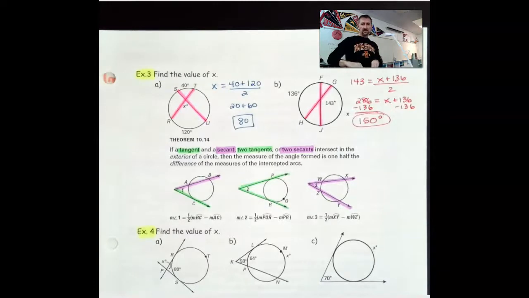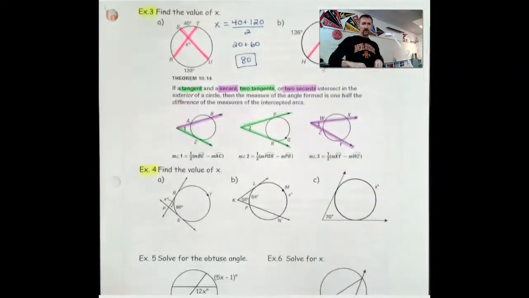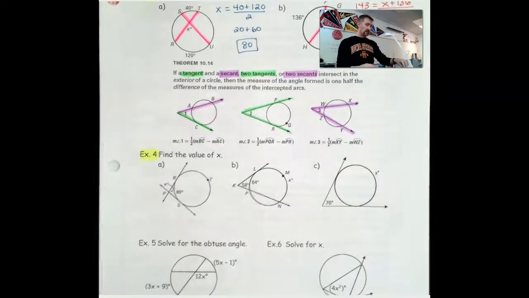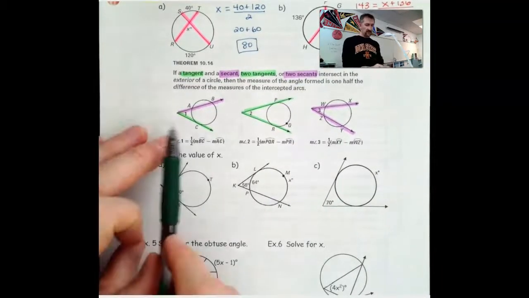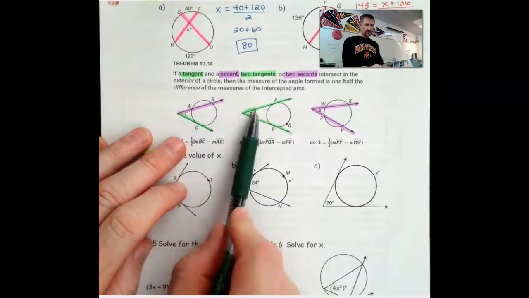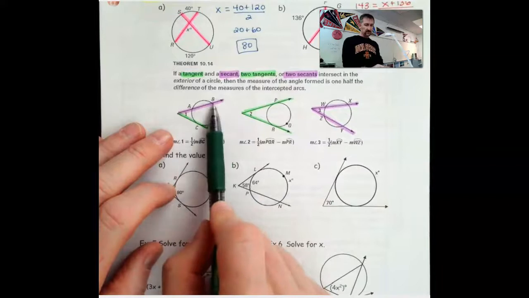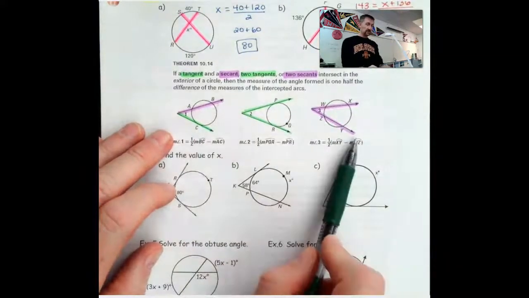Now, our last situation is tangent and secant lines. So remember, a tangent line touches in one point. So these three are all tangent lines. A secant line is a line that crosses through the circle twice. So those are all secant lines.